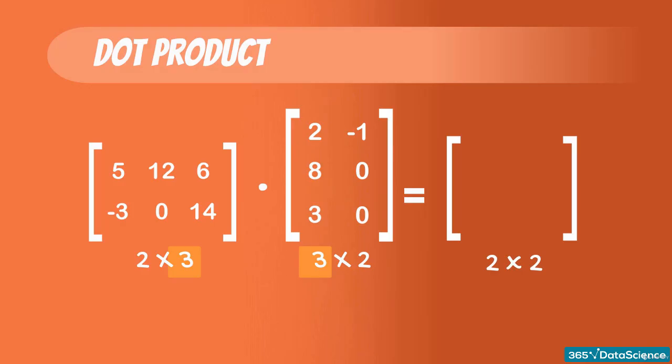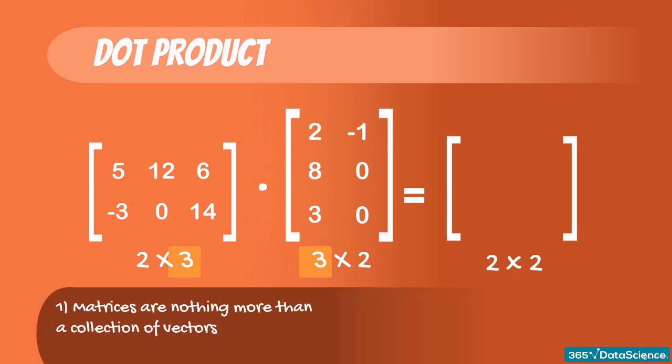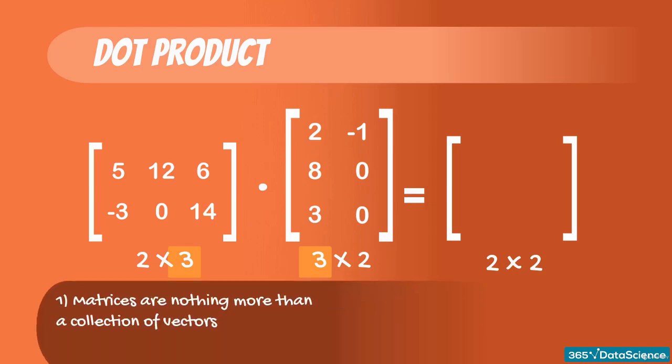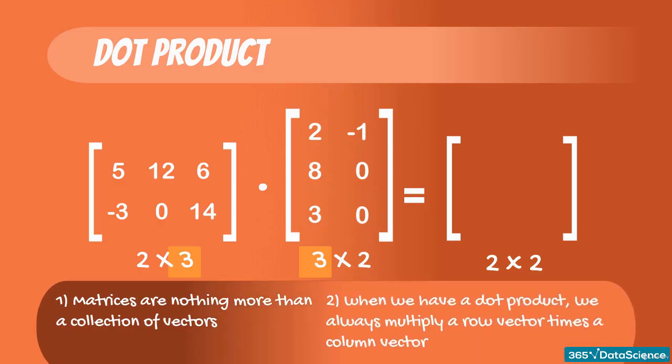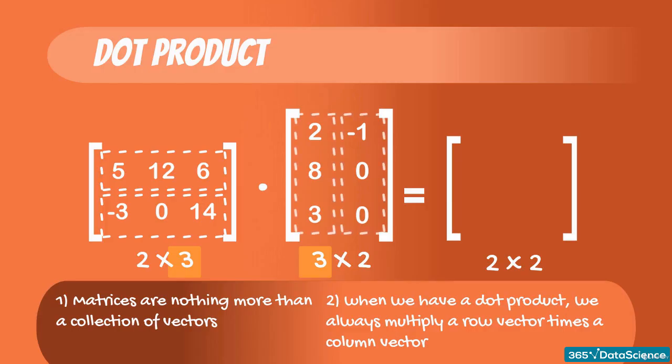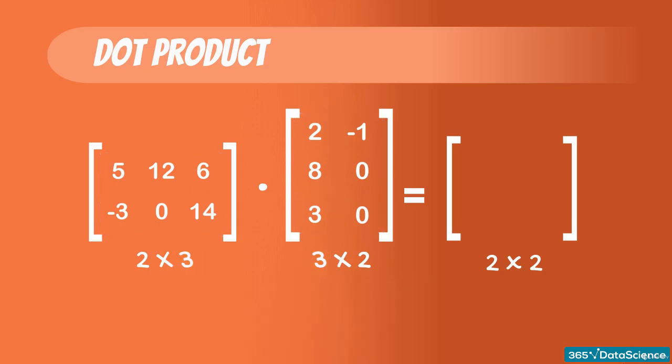Finally, we must do that multiplication itself. Let me remind you two important things. First, matrices are nothing more than a collection of vectors. And second, when we have a dot product, we always multiply a row vector times a column vector. How does this apply to our case? Well, the first matrix is made up of two row vectors, 5, 12, 6, and minus 3, 0, 14. The second matrix is made up of two column vectors, 2, 8, 3, and minus 1, 0, 0. In order to find the dot product of the two matrices, we just need to find the dot product of the vectors they are made of.